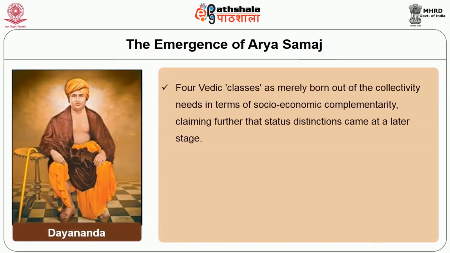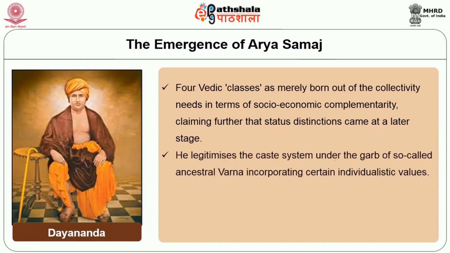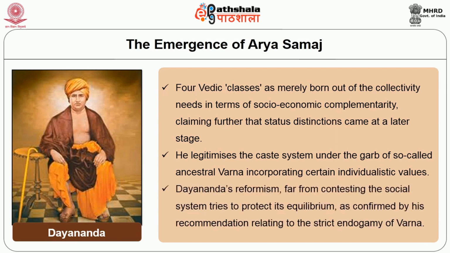Dayananda described these four Vedic classes as merely born out of collective needs in terms of socio-economic complementarity, claiming further that status distinctions came at a later stage. He legitimizes the caste system under the garb of the so-called ancestral Varna, incorporating certain individualistic values. Dayananda's reformism, far from contesting the social system, tries to protect its equilibrium, as confirmed by his recommendation relating to the strict endogamy of Varna.